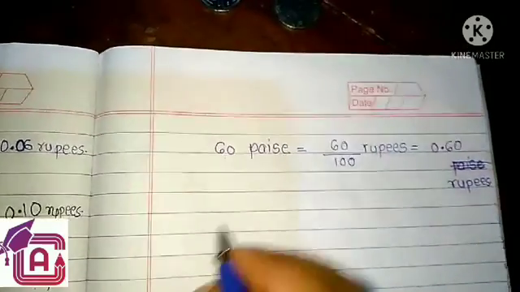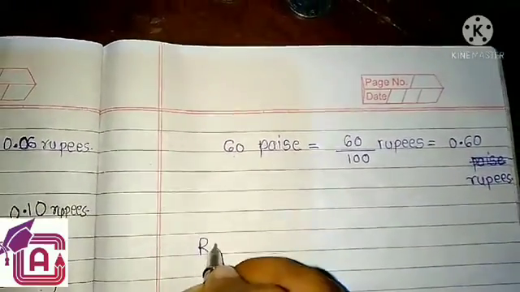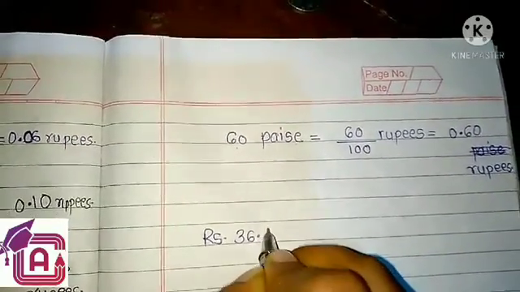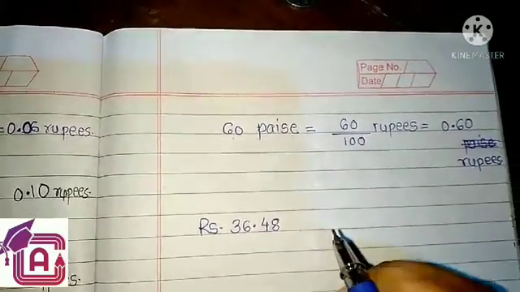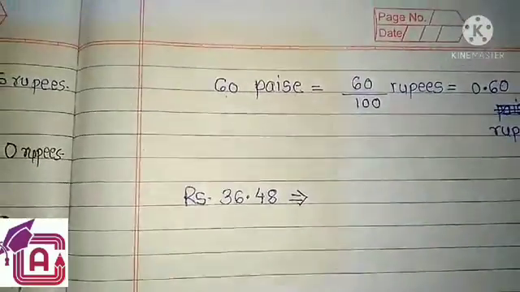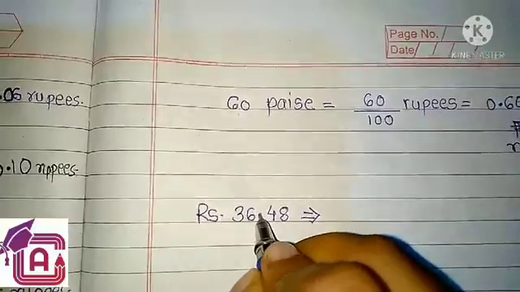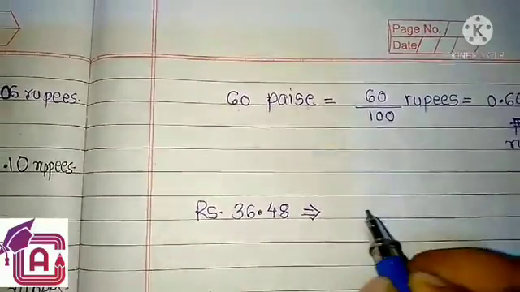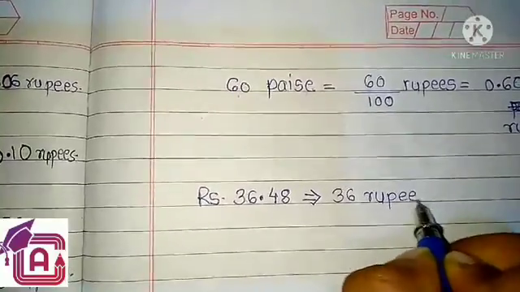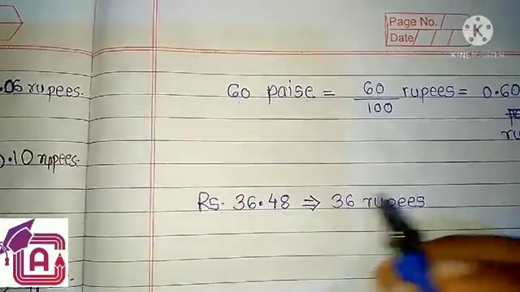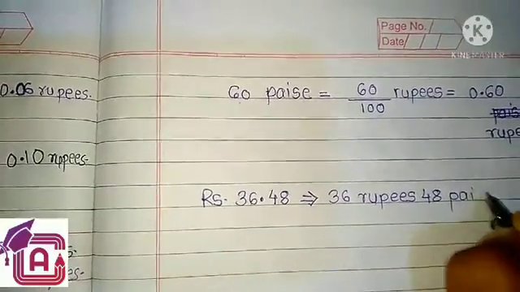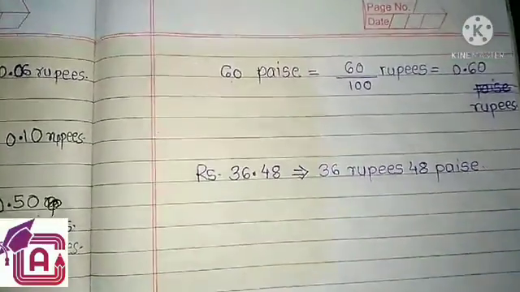Then if the amount is given like this, rupees 36.48. So in this amount, how many rupees are there? Check. On the left side rupees is given, so 36 rupees, and on the right side the amount is 48 paise. Okay.